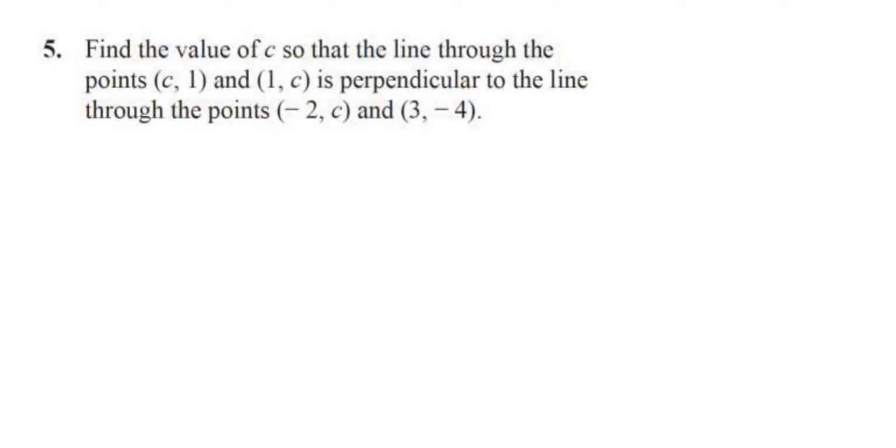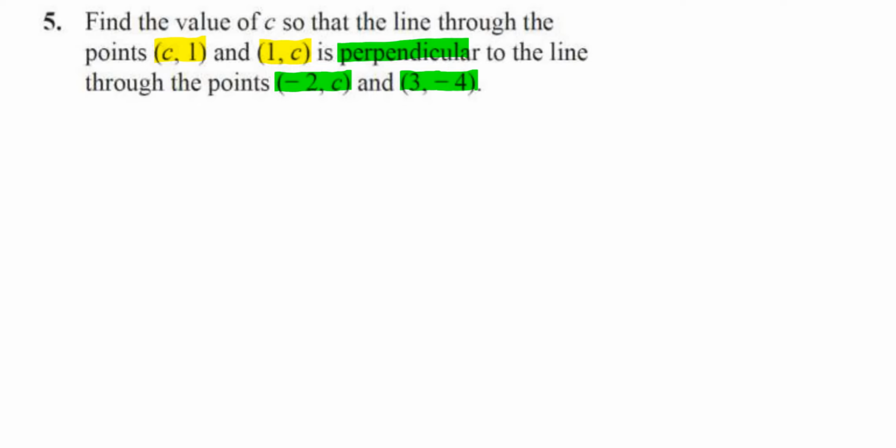Find the value of c so that the line through the points c comma 1 and 1 comma c is perpendicular to the line through -2 comma c and 3 comma -4. Okay, this one's a bit of a tricky one because if you're perpendicular, the slopes are no longer equal. The slopes are actually opposite reciprocal, right? So we have to do a little bit of work with this one here, but it's very similar, but we have to do one little modification here.